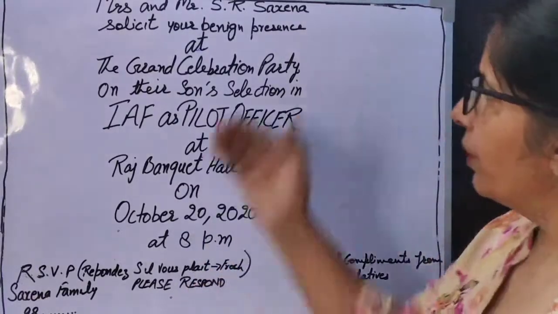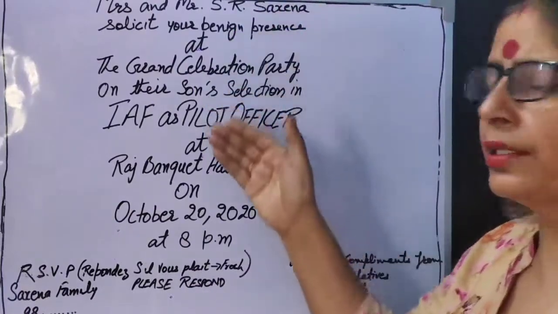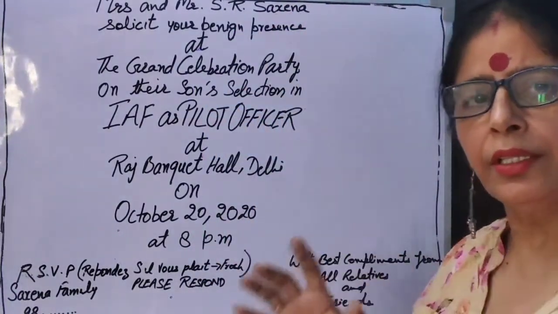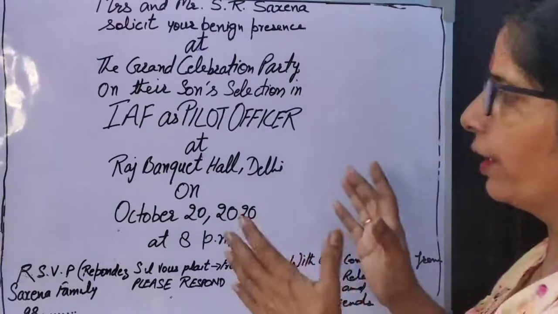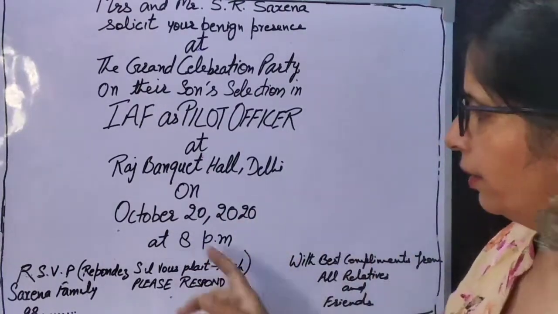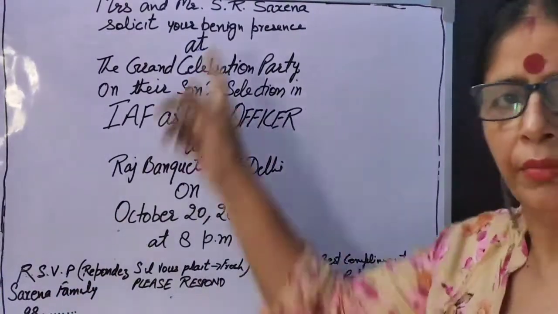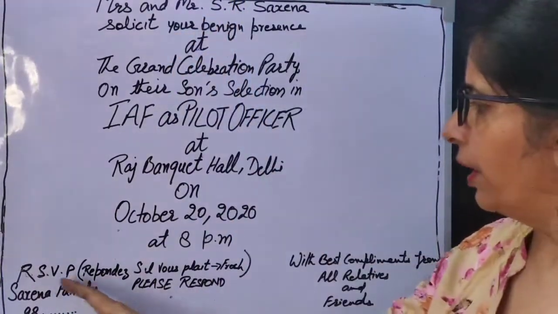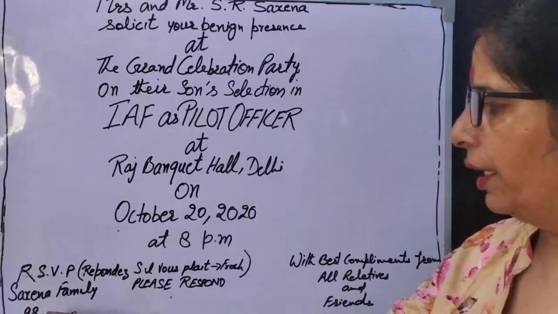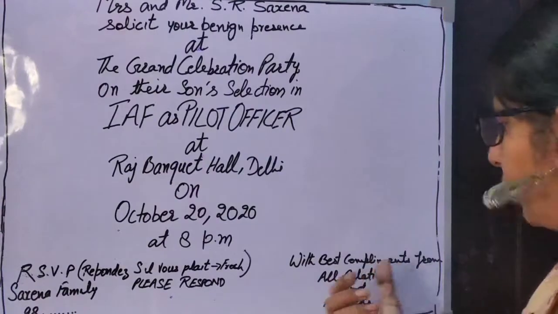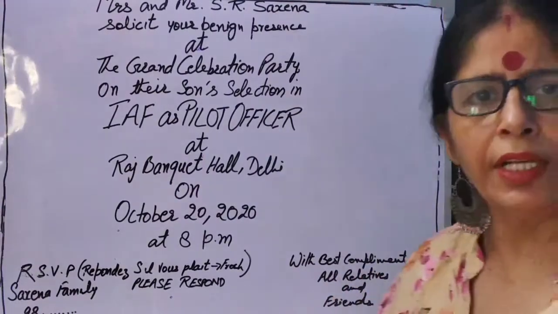Simple, but even then, this will remain the same. More or less, the style is the same, but certain things you have to take care of, depending on what occasion it is. Then again, RSVP, Saxena family, because this family is inviting, so RSVP, Saxena family, and then phone number. And in the same way, on this side, with best compliments from relatives and friends.